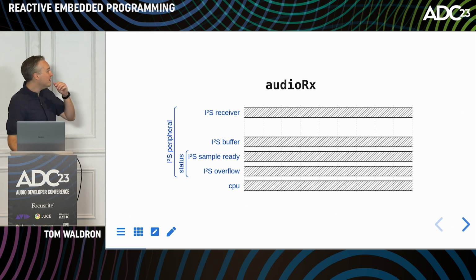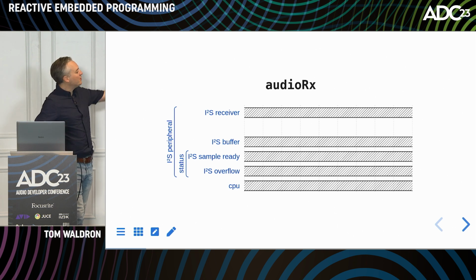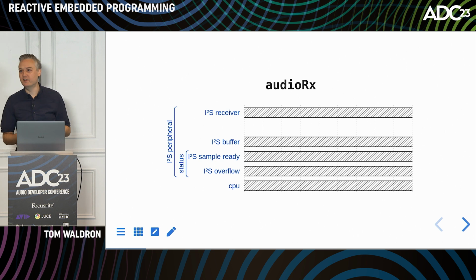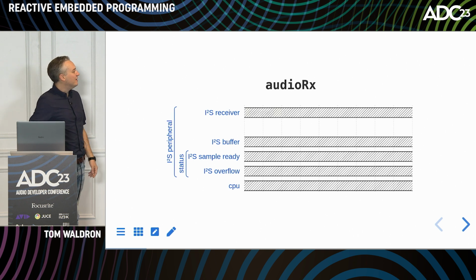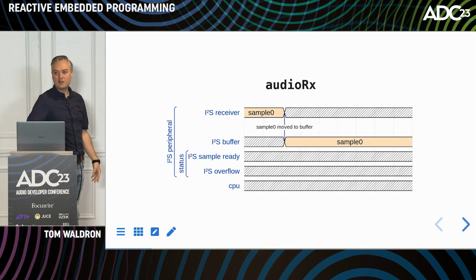So let's look at an audio example. I've got an I2S peripheral bringing audio data in. I2S is a typical inter-IC sound protocol, which is how you might transport audio data from, say, an ADC into your microcontroller. So a sample will come in, and this is all on the I2S peripheral side. This is all implemented in hardware, and our CPU's at the bottom there. So the sample will come in, and it'll get loaded into a buffer.